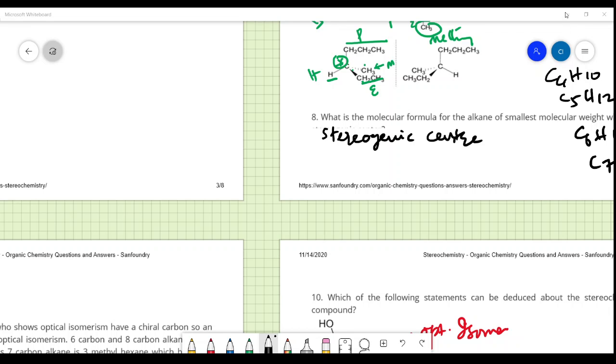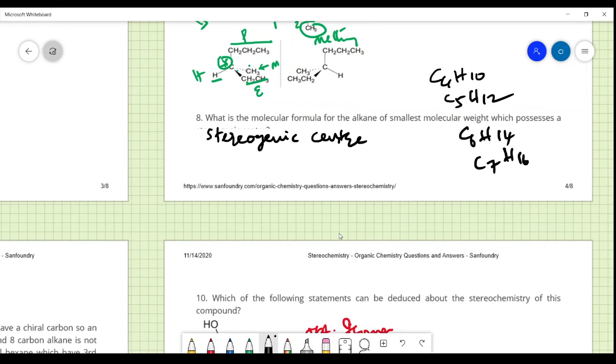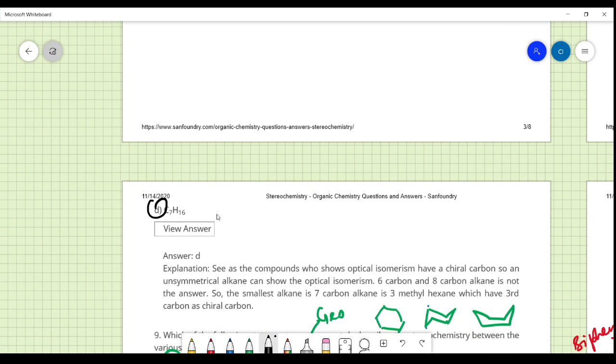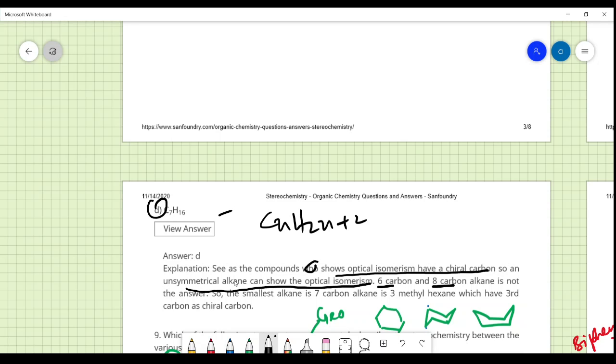So here it is. The question is, what is the molecular formula for the alkane of the smallest molecular weight which possesses a stereogenic center? Okay. So these are C4H10, C5H12, C6H14, and C7H16. And the last one is appearing here, C7H16. Okay, this is the right answer there. So you must keep in mind the formula CnH2n+2. It is telling that a compound which shows optical isomers has a chiral carbon. So an unsymmetrical alkane shows optical isomerism. Unsymmetrical alkane means which is not symmetrical. Okay, that is chiral. 6 carbon atom and 8 carbon atom alkane is not the answer.